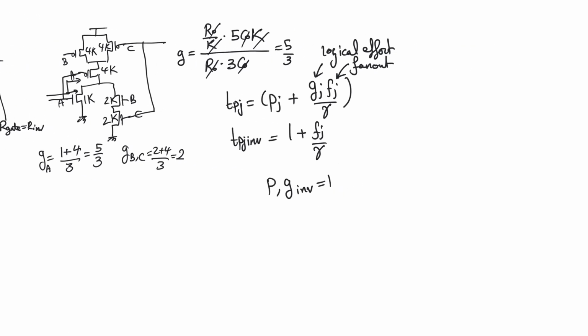Like P, logical effort is greater than or equal to 1, and it is equal to 1 if and only if the gate is an inverter. So no gate can have a logical effort less than 1, and only the inverter can have a logical effort equal to 1.